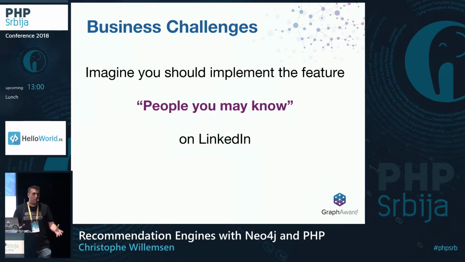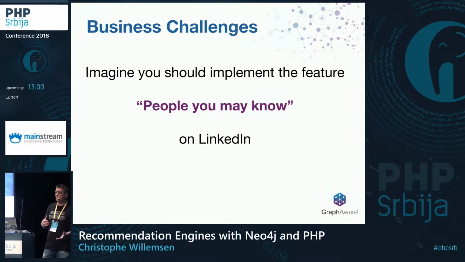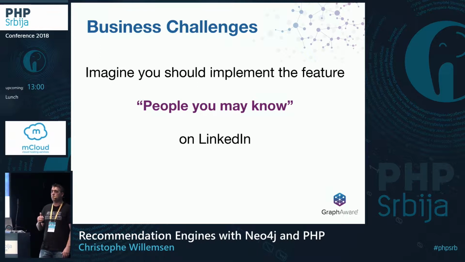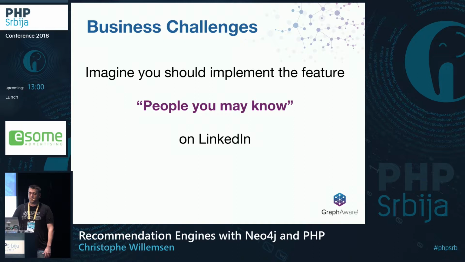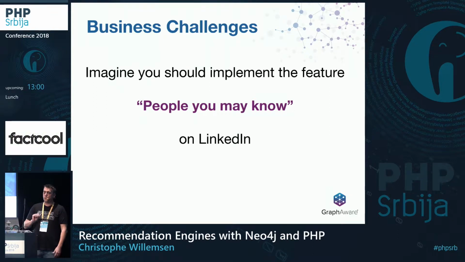As an example for this first part, I want you to imagine that you have to build a feature called People You May Know on LinkedIn. So I believe everybody already opened LinkedIn once. So you know that they recommend people that you might connect with. What is very interesting, for the first business challenge, is finding other people you might want to recommend to the user.